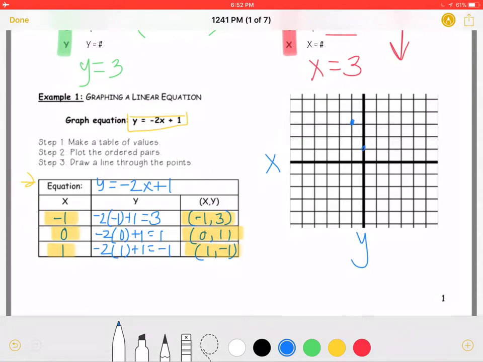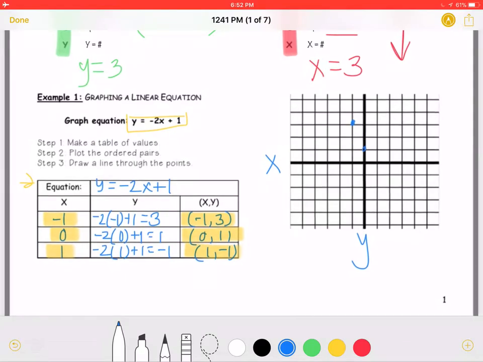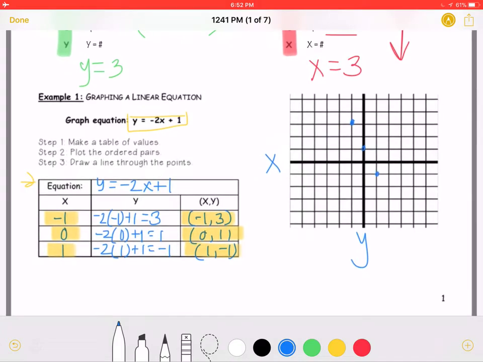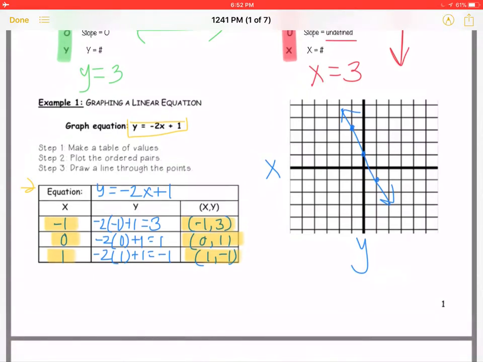And then our last point is positive 1. So I'm going to go to the right 1, negative 1. I'm going to go down 1. Now I have my 3 points. Last step is just draw a line through the points. Remember to extend further up and down to draw your arrows. Just make it as straight as you can. And we are done. That's it for that equation.